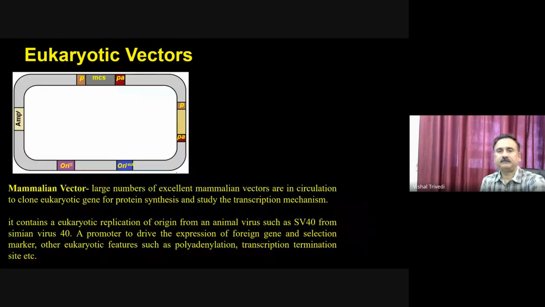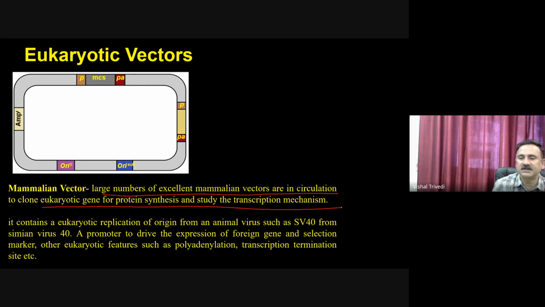And so now, these are the mammalian vectors, right? In the mammalian vector, a large number of excellent mammalian vectors are in circulation for expressing eukaryotic genes for protein synthesis and study of the transcription mechanisms. It contains a eukaryotic replication origin from an animal virus such as SV40, a promoter to drive the expression of the foreign gene, and a selection marker, and other eukaryotic features such as polyadenylation, transcription termination, etc.